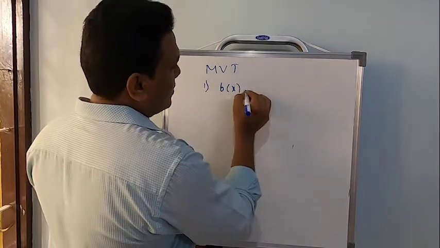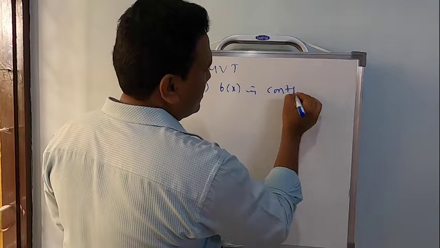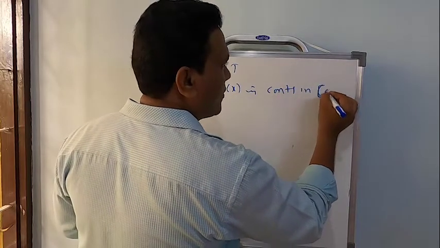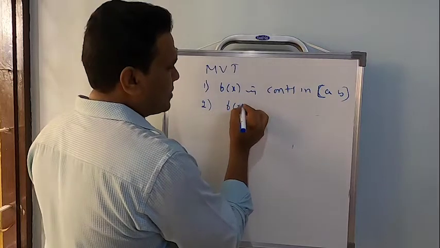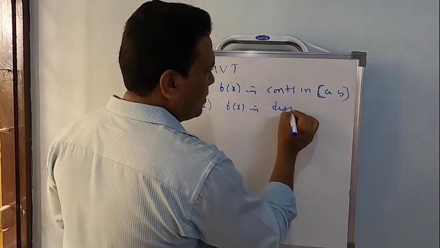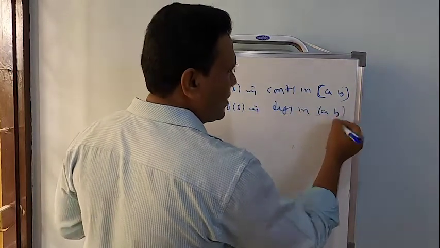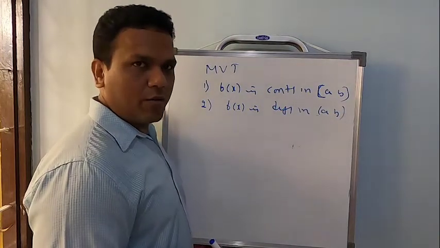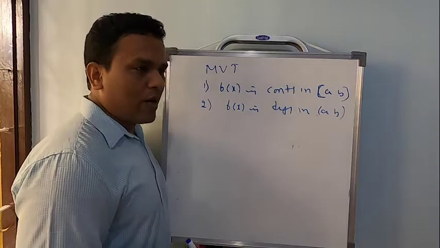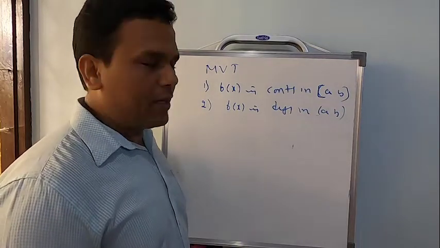So f of x is continuous in the closed interval a comma b. Second, f of x is differentiable in the open interval a comma b. Not to worry, I am writing the short forms and writing quickly also. You have all the theory in the APL, so please go through that.